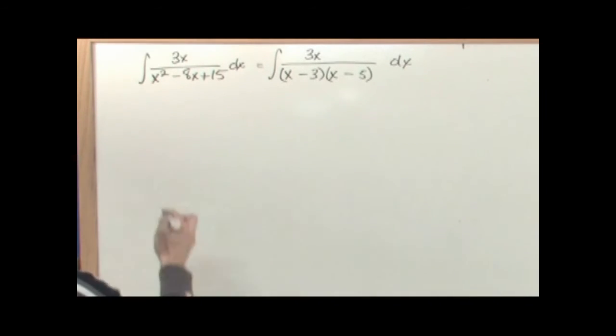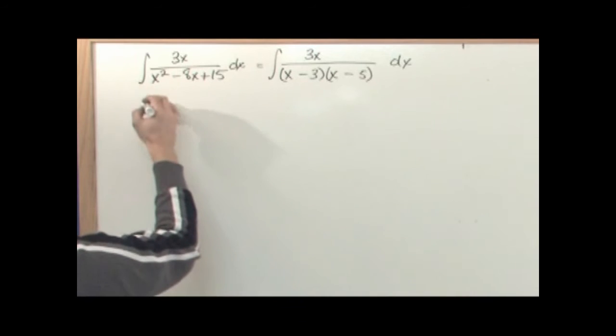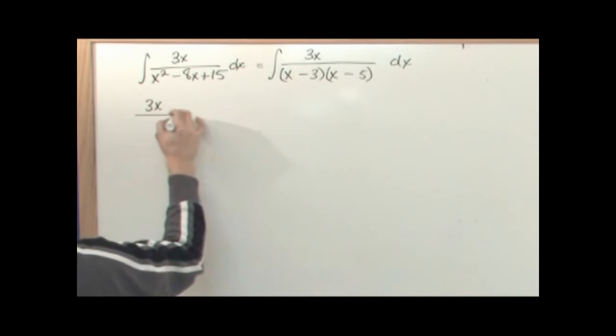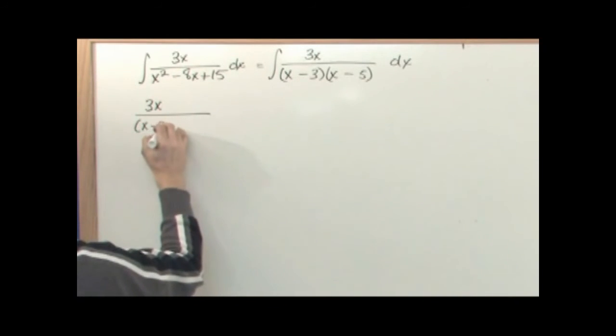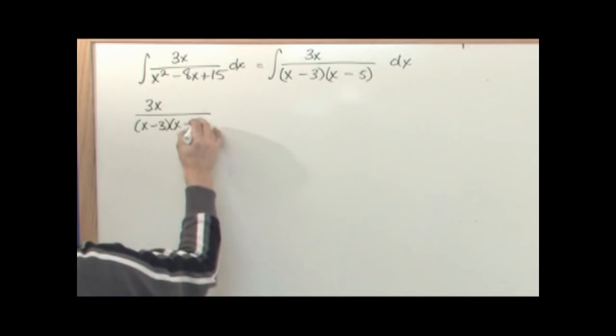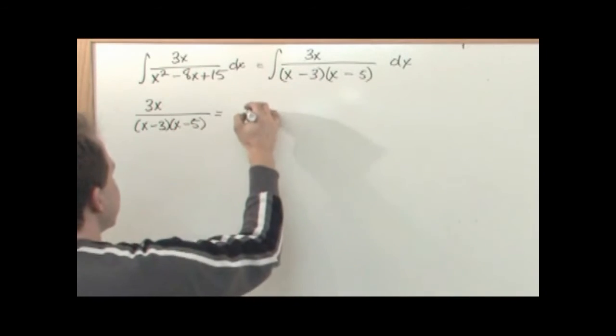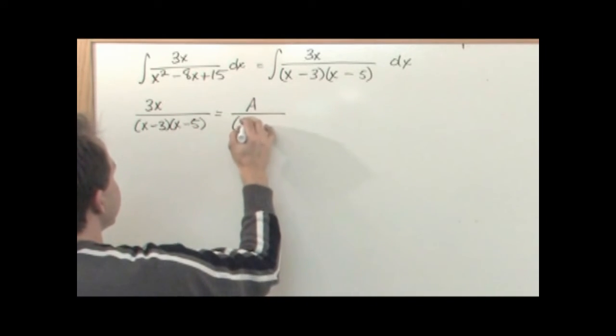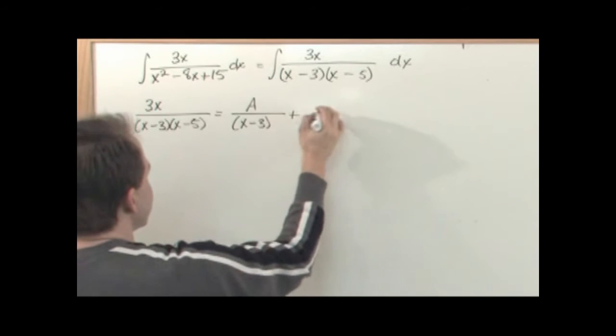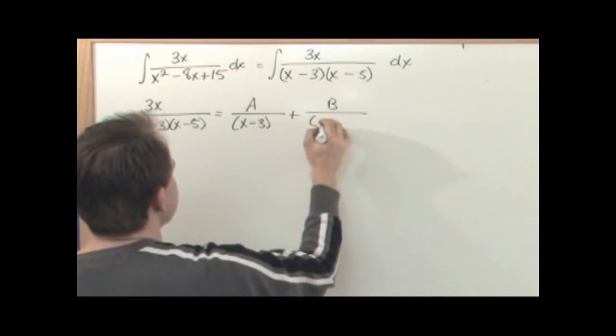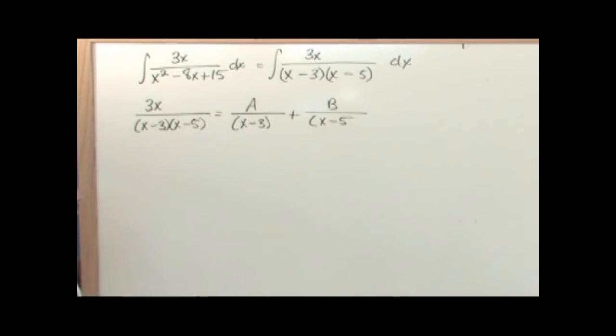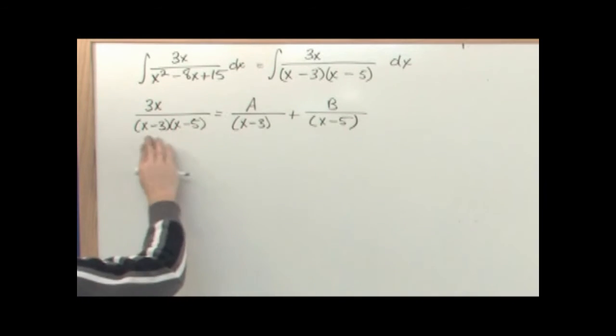So what we want to do is rewrite this integrand, this 3x over x minus 3 times x minus 5, like this: a constant over one of the factors, a over x minus 3, plus another, separate constant, b over x minus 5. That's our goal. If we can find a and b, then we will have very easy integrals to evaluate.